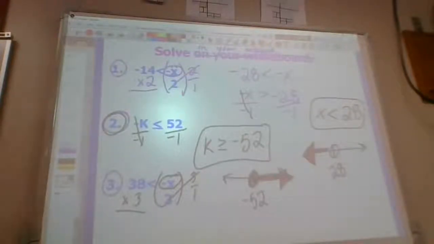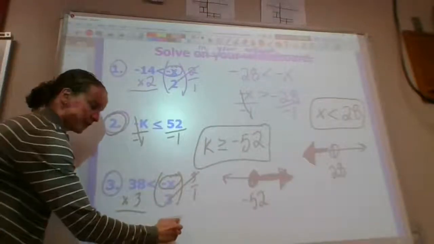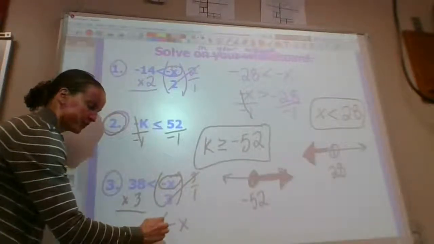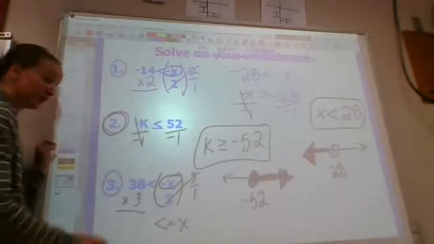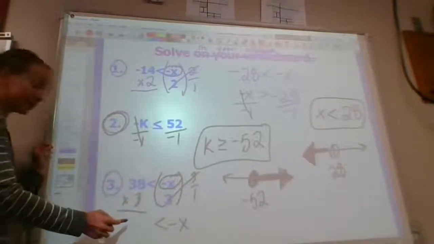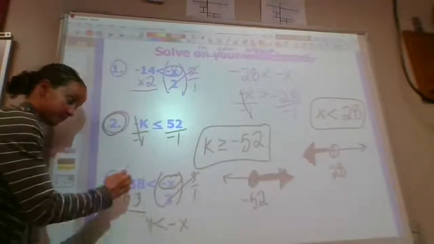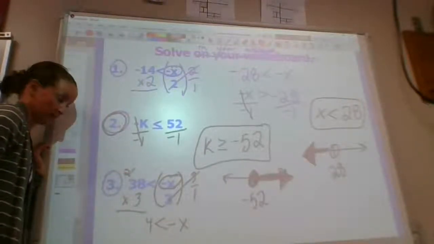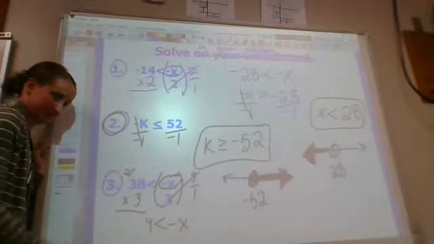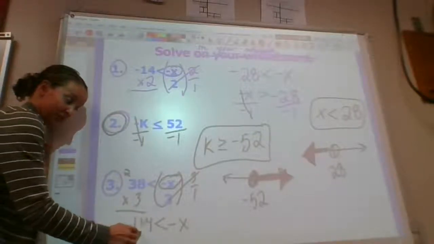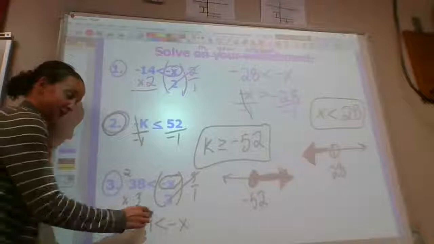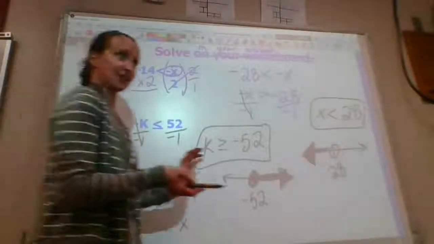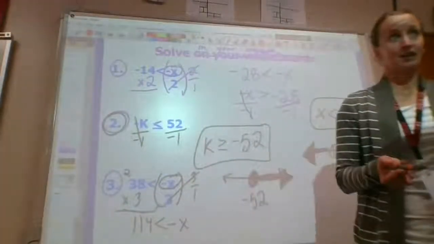So we multiply both sides by 3. This crosses out. Do we have to switch the symbol right there? No, because it wasn't a negative. 38 times 3 is? 114. So how do you say this number out loud? 114. Just making sure we know how to read numbers. Okay. Did we all get that?